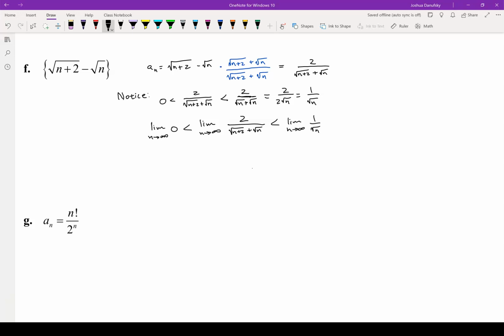Both the right and left-hand limits are 0. So our sequence converges to 0 by the squeeze theorem.